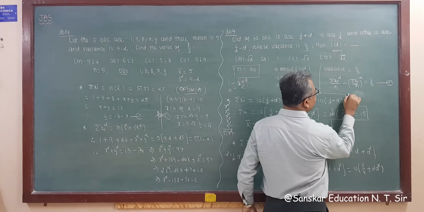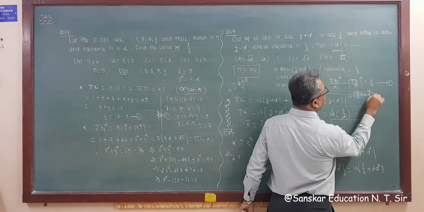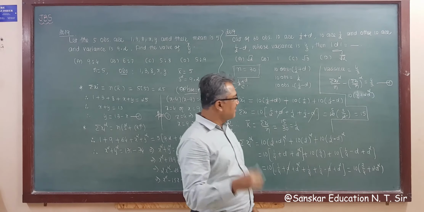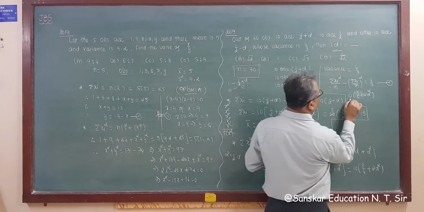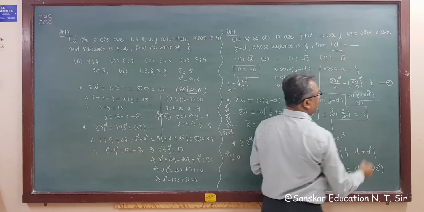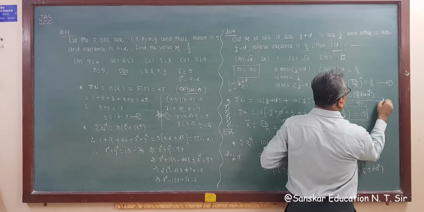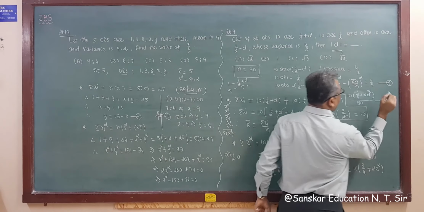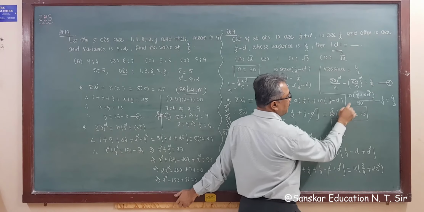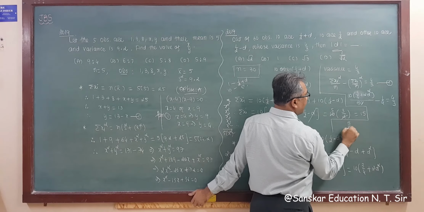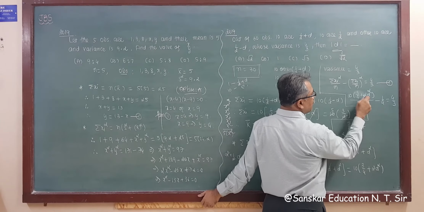Sigma xi square is this: 10 times (3/4 plus 2d square), divide by n. N is 30, so divide by 30, minus sigma xi upon n, that is x bar. X bar is half, square, that is 1/4. This is equal to 4 by 3. So the 0, 0 cut, 1 upon 3 and this is 3 by 4. So 3 by 4 into 1 upon 3, I am multiplying with this.